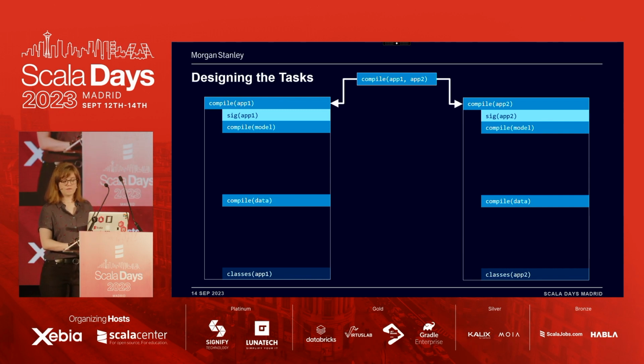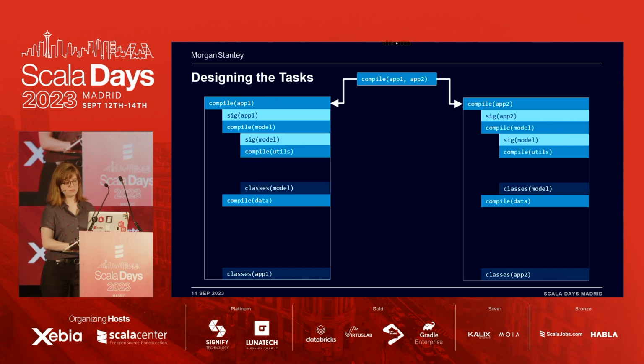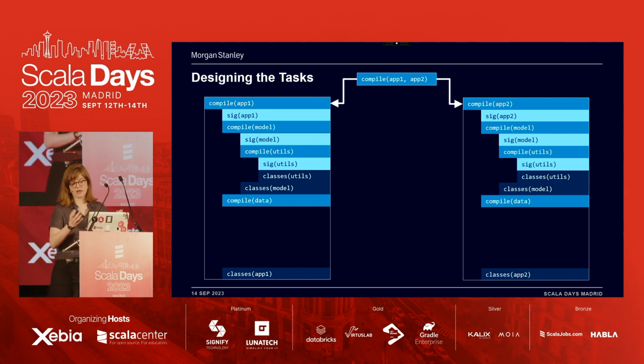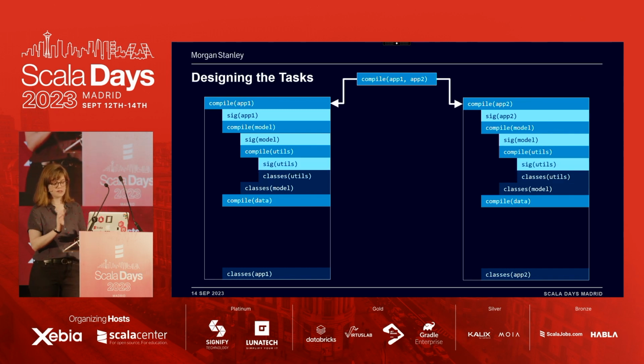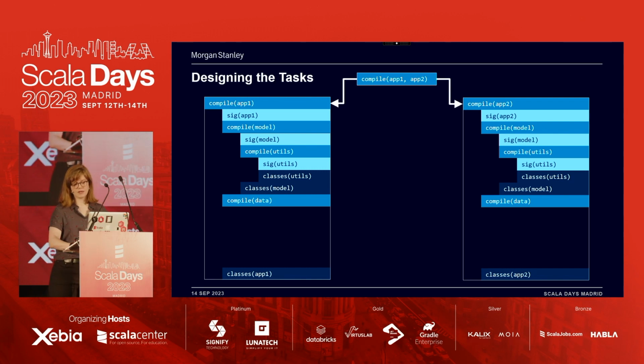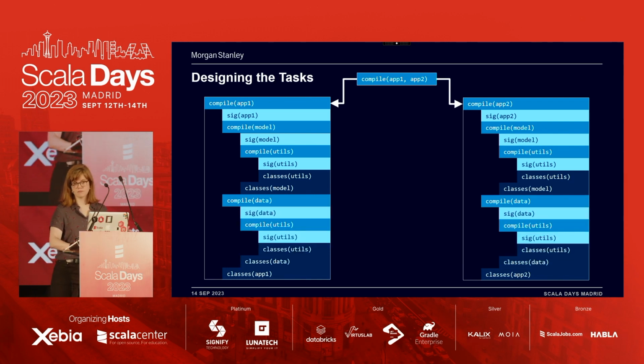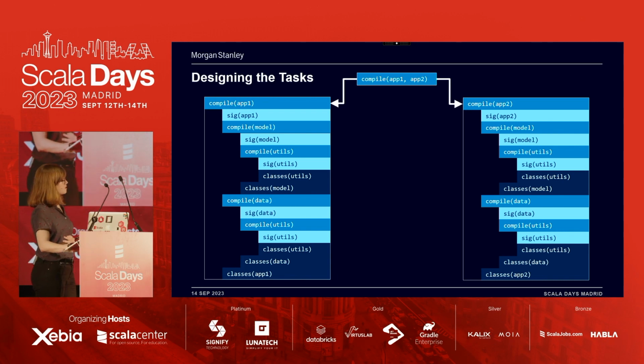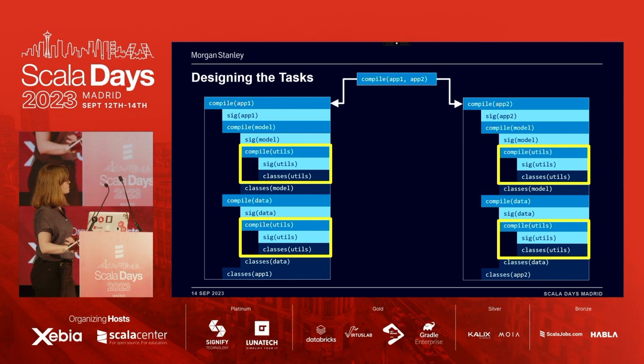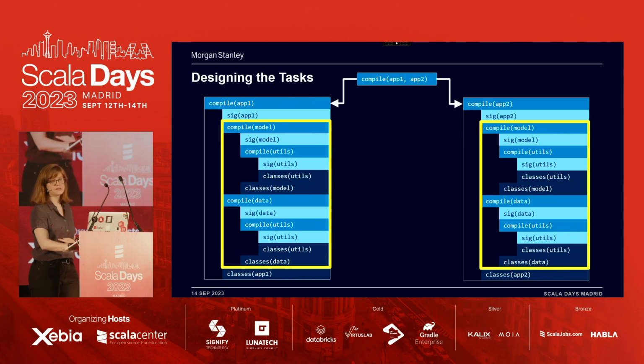All right, and now for each of these upstream dependencies, we have to do the same thing. Signatures, upstream dependency classes. And lastly, for utils, it doesn't have anything upstream, so just signatures and classes. And as you can imagine, for data, same thing. And looking at this, you might be noticing that there's a lot of inefficiency. So we're doing this 4 times, and we're doing all of this twice.